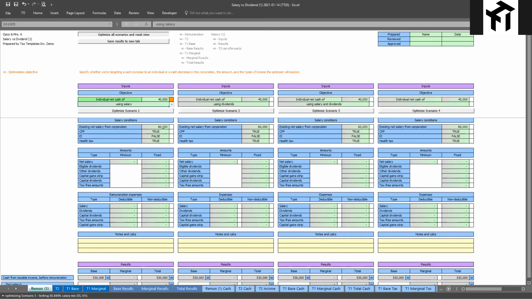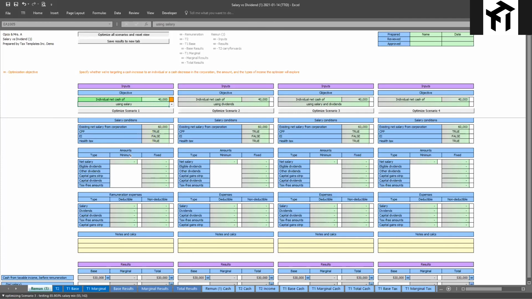We also ask you whether or not CPP, EI, and health tax apply, because that will impact us from a marginal salary perspective. The final section we have here is our amount section. And in the amount section, we have 2 key points. One is we allow you to put in a minimum net salary.